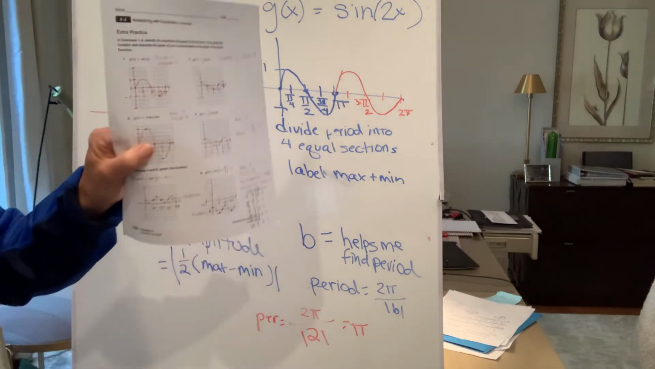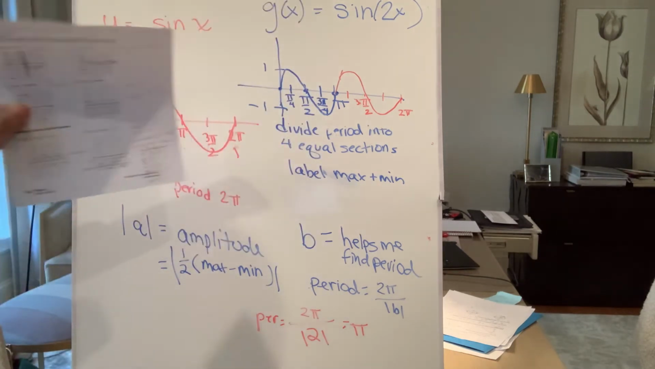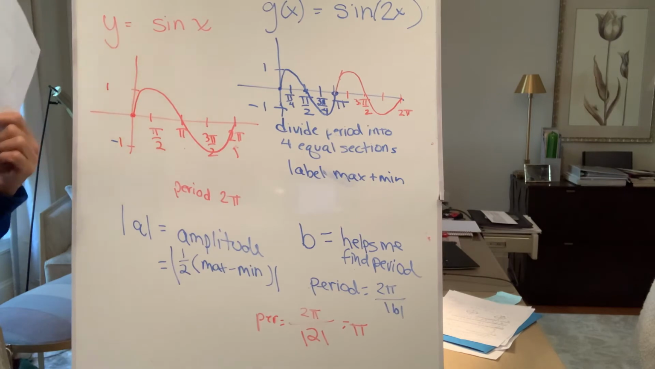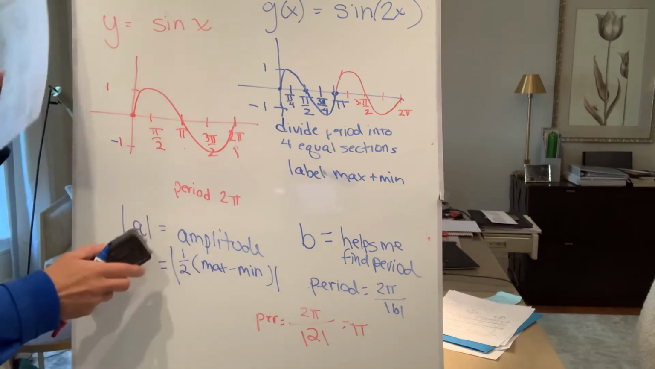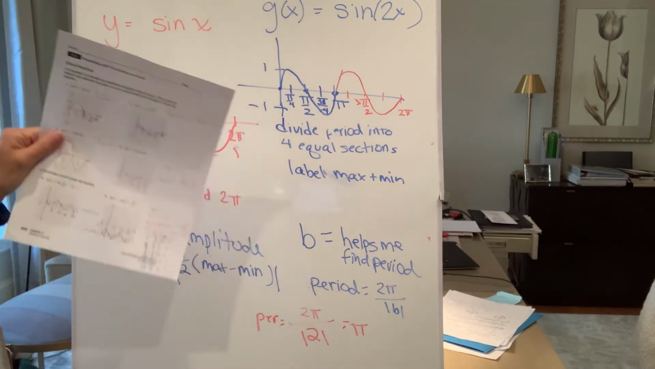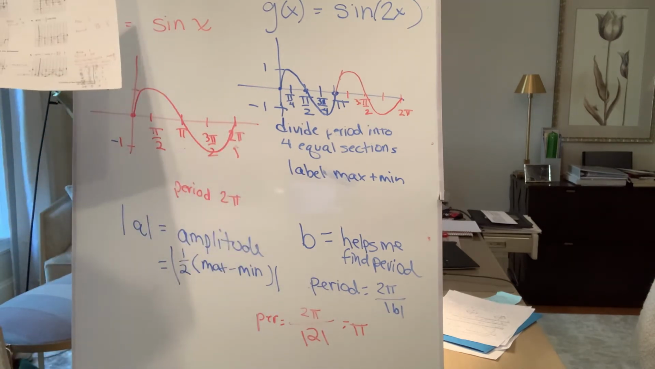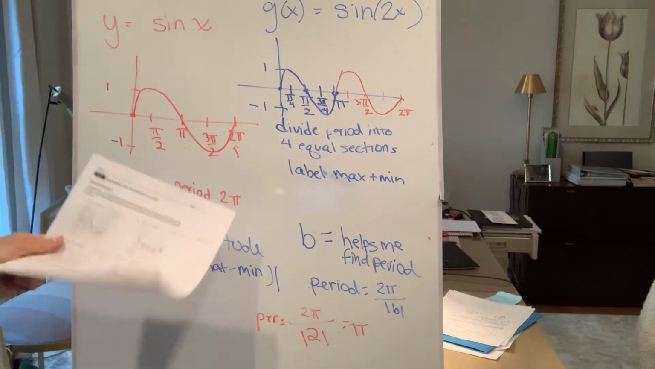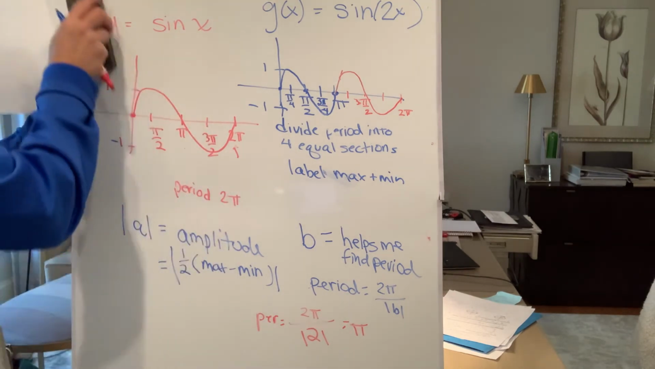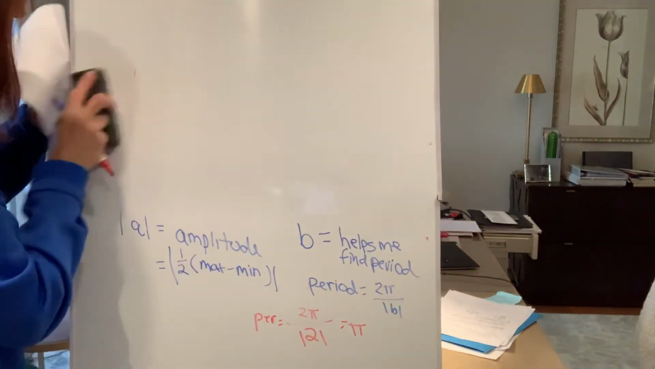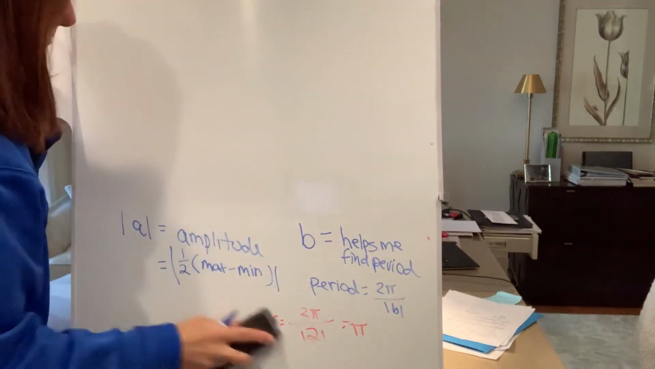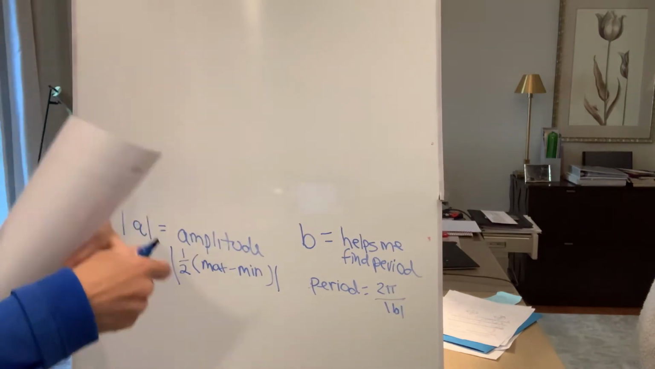This is in those guided notes. We're going to talk about translations up and down and right and left tomorrow. We're just going to stay today talking about what happens if I change the amplitude and what happens if I change the period. So let's do an example where we change both.